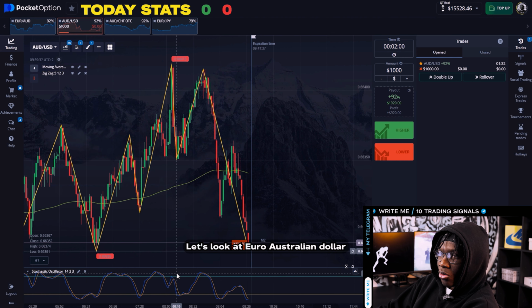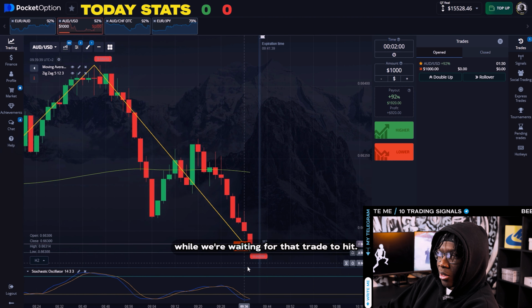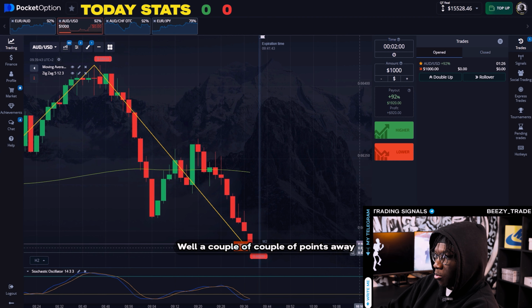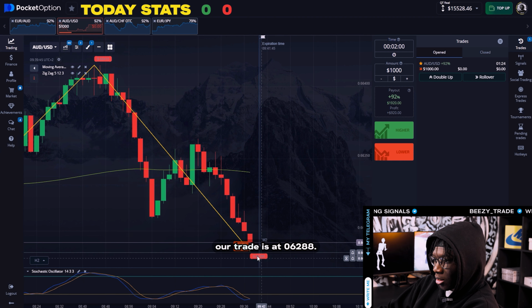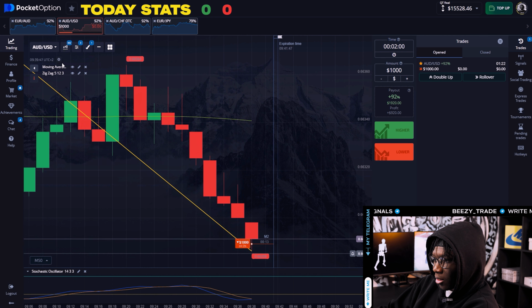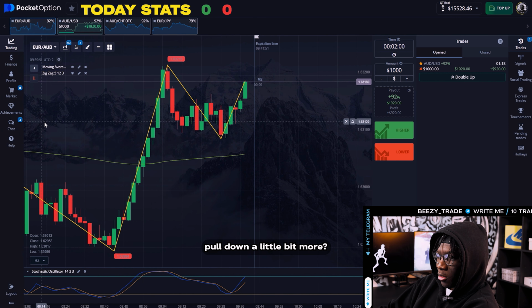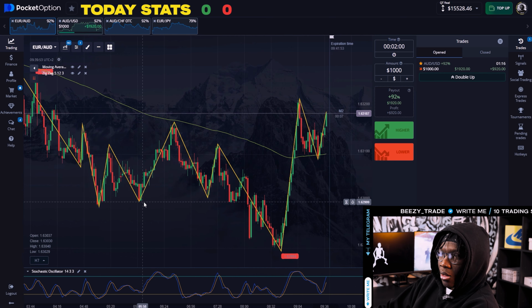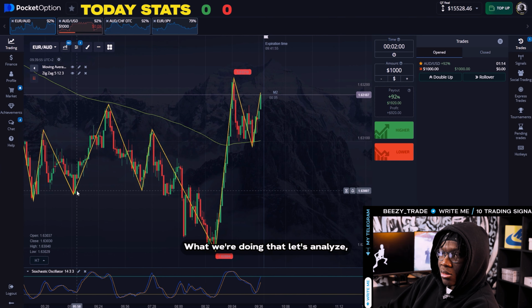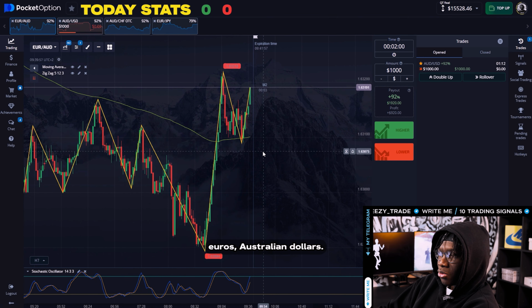So let's look at Euro, Australian dollar, while we're waiting for that trade to hit. We're a couple of points away. Our trade is at 0.6288, and we just need it to pull down a little bit more. Okay, while we're doing that, let's analyze Euro, Australian dollar.